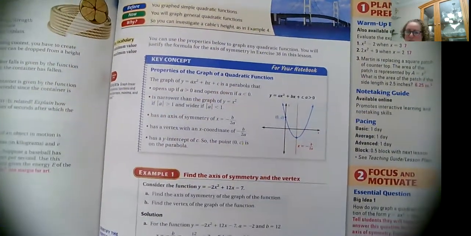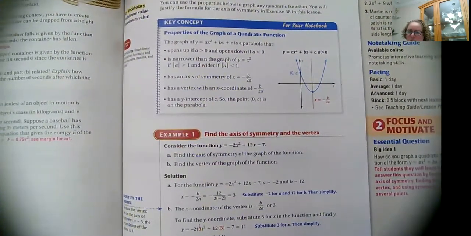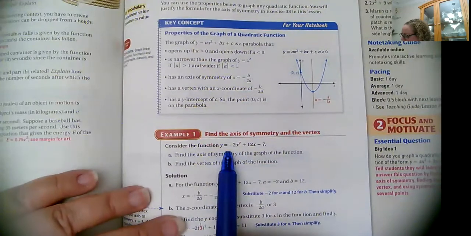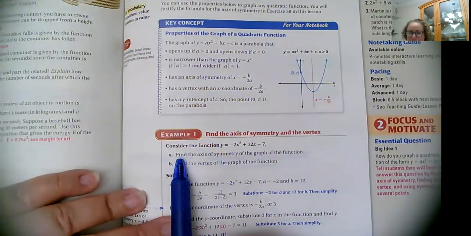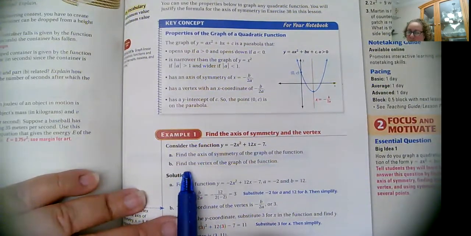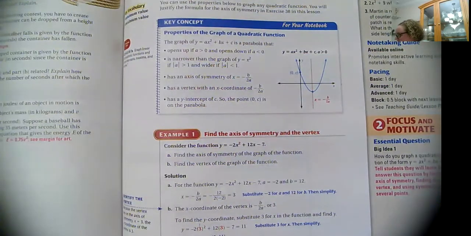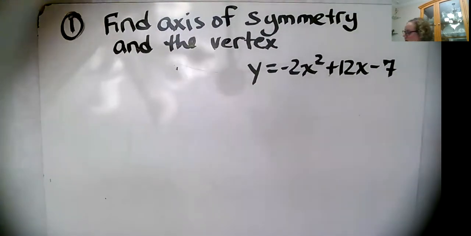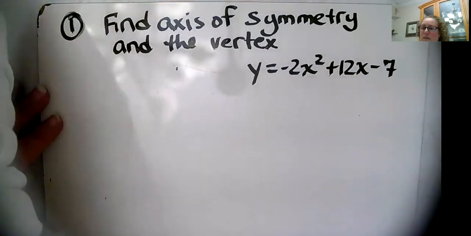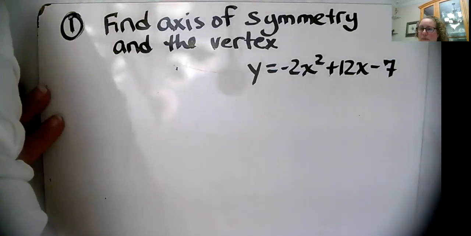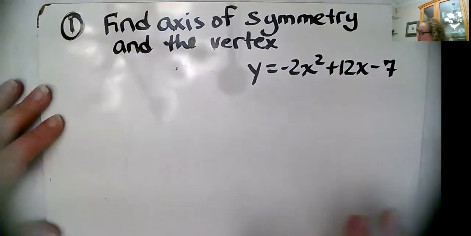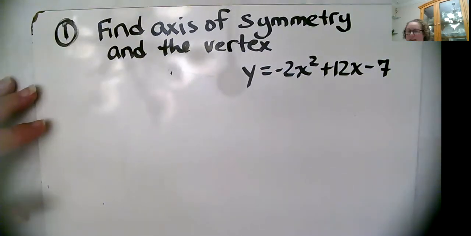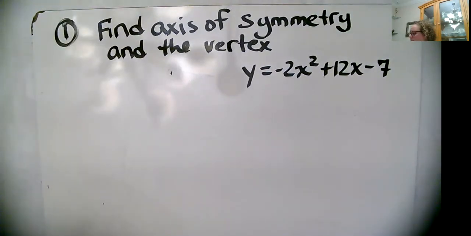So we're going to do example 1. Example 1 gives us this equation. The first thing they want us to do is to find the axis of symmetry and then its vertex. I'm going to switch over to my whiteboard. Have the problem ready. So it wants us to find the axis of symmetry and its vertex.